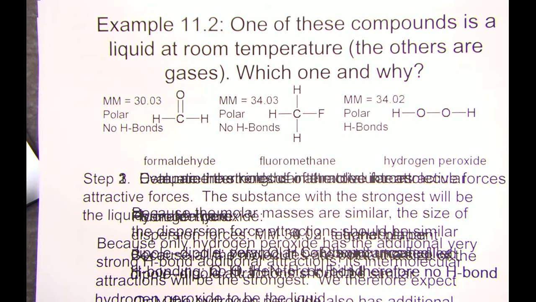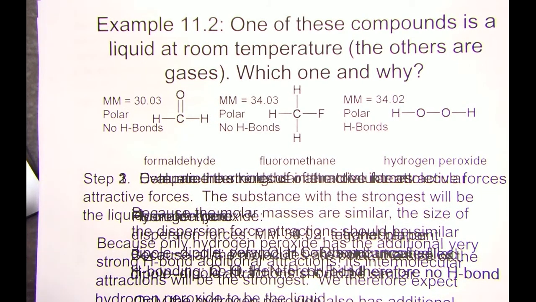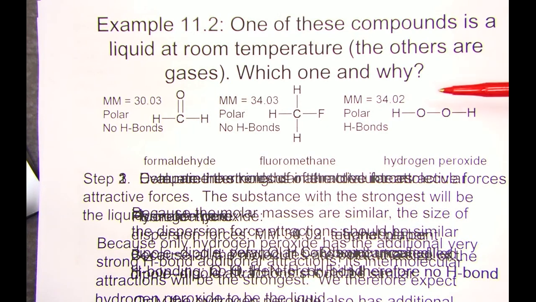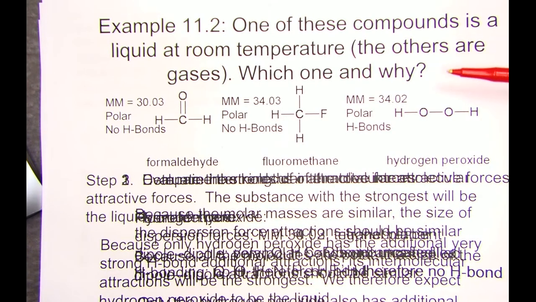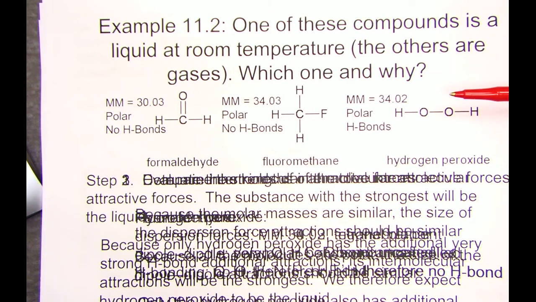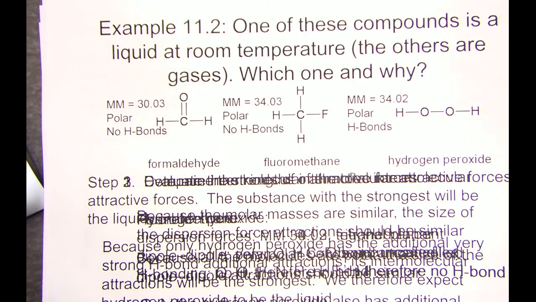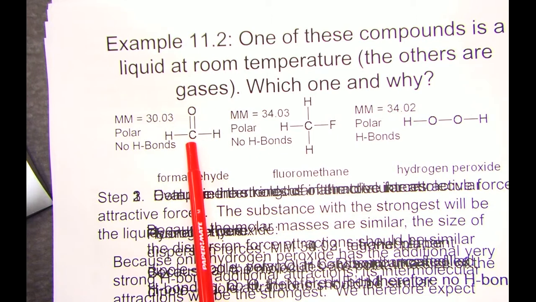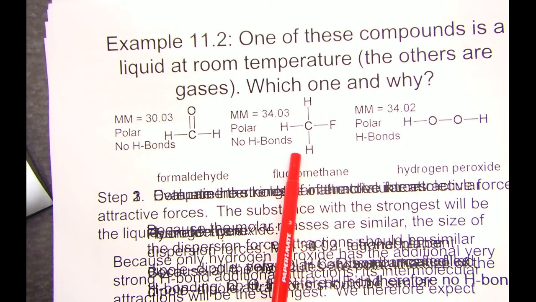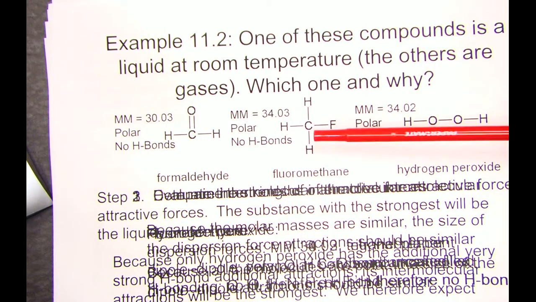Here in our slide number 50, we're being asked, of these compounds, one is a liquid and the others are gases. Which one and why? So we're just taking a picture of a formaldehyde, C double bond O and single bond to H's. We have fluoromethane, carbon single bond hydrogens and a fluorine.